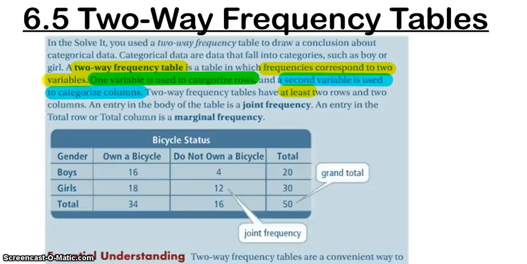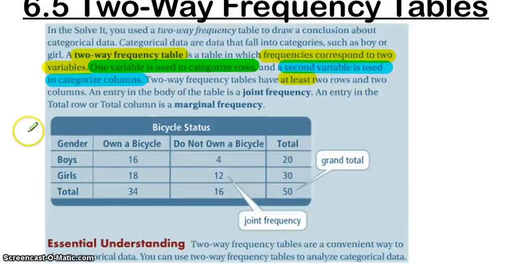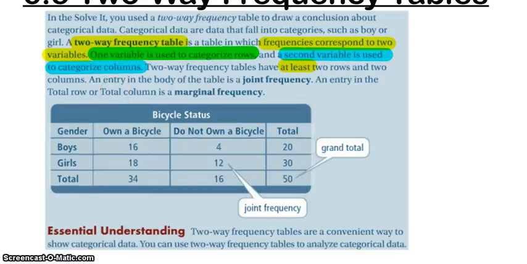Hello again, guys. We're here in 6.5 talking about two-way frequency tables. So what we see down here is an example of a two-way frequency table. We see that the frequencies correspond to two different variables. So we have owning a bicycle as a variable and gender as a variable. So one variable is used to categorize two rows and the other variable is used to categorize our two columns.